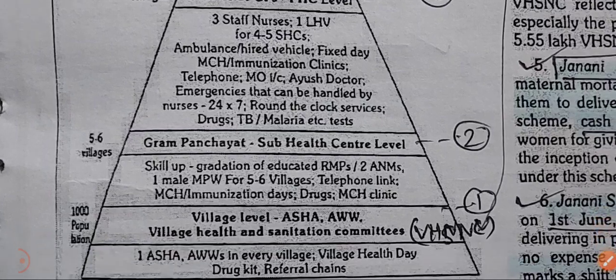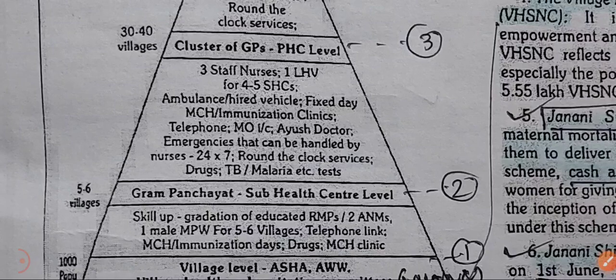Then, after the village level, we come to the sub health center level, or the Gram Panchayat level. For 5 to 6 villages, we have 1 sub health center with skilled, graduate or educated RMPs or 2 ANMs, 1 male MPW, and 1 telephone link, MCH or immunization days, drugs, and MCH clinics. That is the Gram Panchayat level.